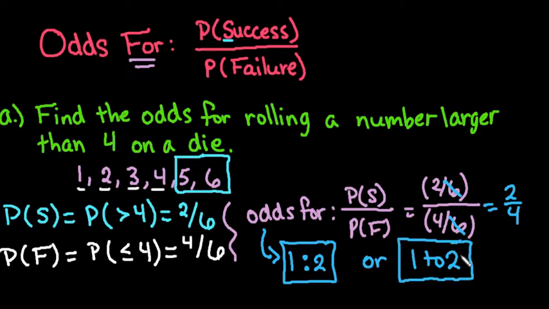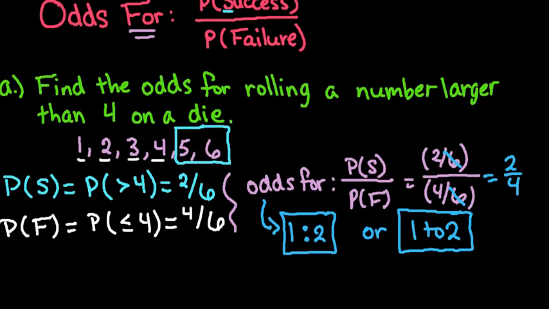Most of the time you will see odds written this way. If you're talking about the odds for, this is how likely it is to have a success and how likely it is to have a failure. So out of 3 attempts, you should have 1 success and 2 failures.